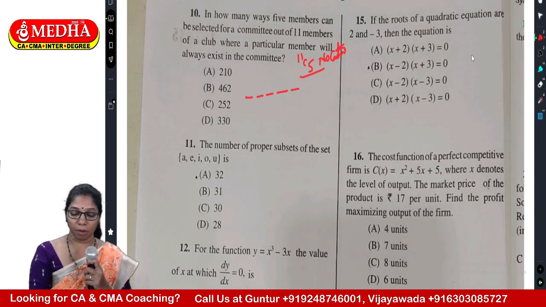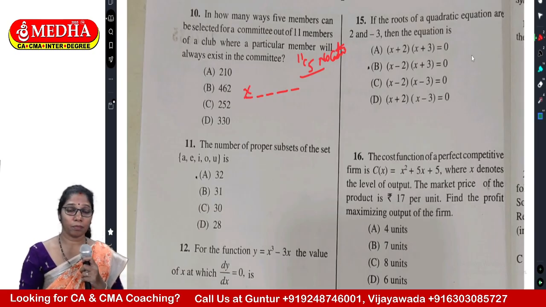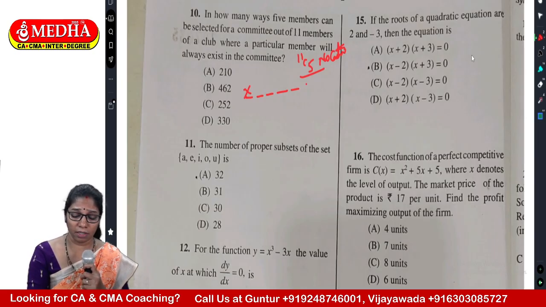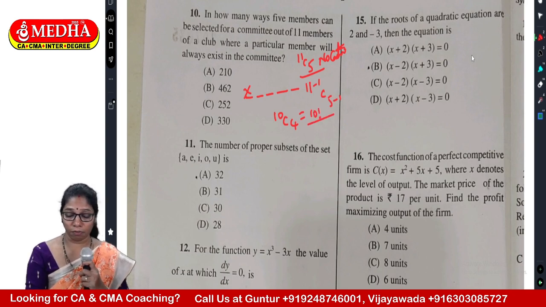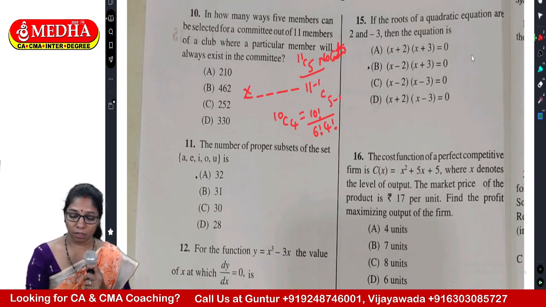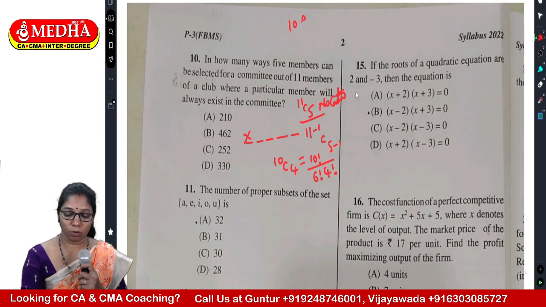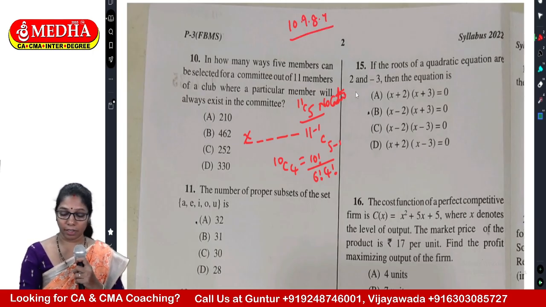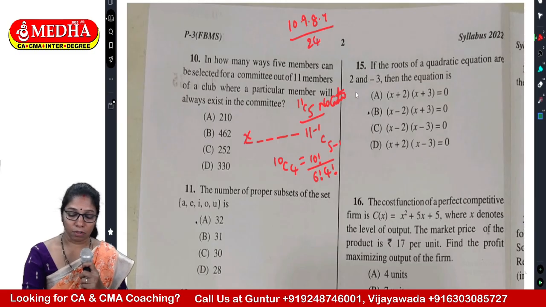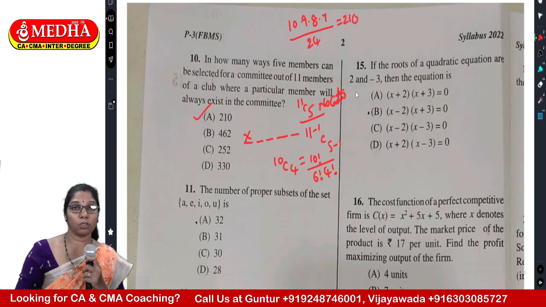Out of the 5 members you have to select, one person is fixed, so we need to select only 4 more members. That is 11 minus 1 C 5 minus 1, which is 10C4. 10C4 is nothing but 10 factorial by 10 minus 4 factorial, that is 6 factorial and 4 factorial. So 10 factorial is 10 into 9 into 8 into 7 by 6 factorial, 6 factorial gets cancelled, 4 factorial is 24, this is equal to 210.